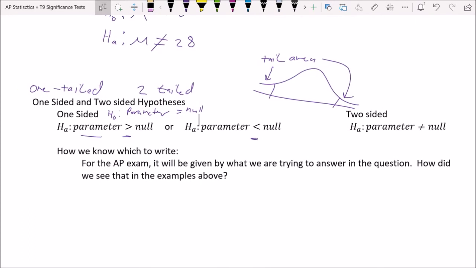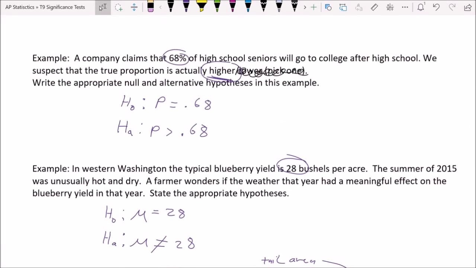Okay. Now, what about for exam questions? For the AP exam or for my exam, we are going to tell you which one it is. We may do it in couched language that's hidden in something, but actually these examples above told us what kind of test we needed. Okay, and the phrases that gave that away was here it said higher, so the proportion was greater than, and here it was had a meaningful effect.